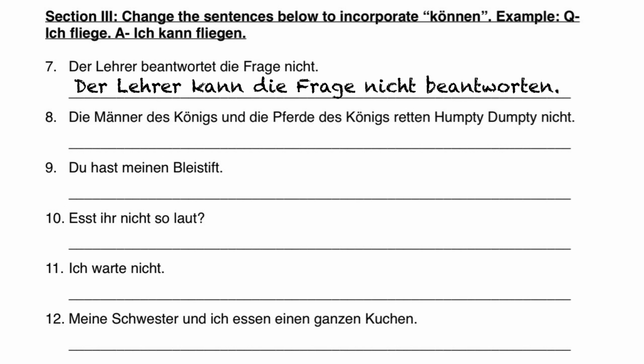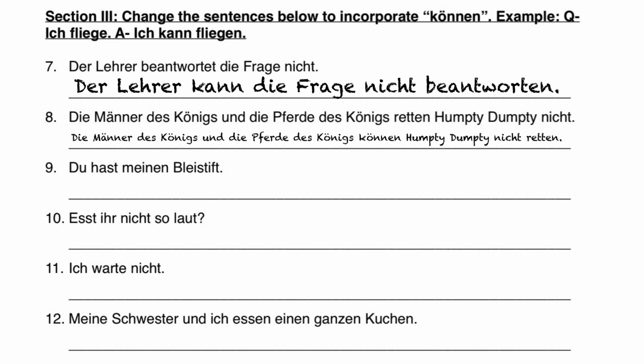So in this version, all we have to do is take out retten, shove it to the end of the sentence as the infinitive, which also happens to be retten, and then conjugate können, which in this case happens to also be können, and put that where retten used to be. Die Männer des Königs und die Pferde des Königs können Humpty Dumpty nicht retten. All the king's men and all the king's horses can't put Humpty Dumpty back together again. Or, all the king's men and all the king's horses can't rescue Humpty Dumpty.